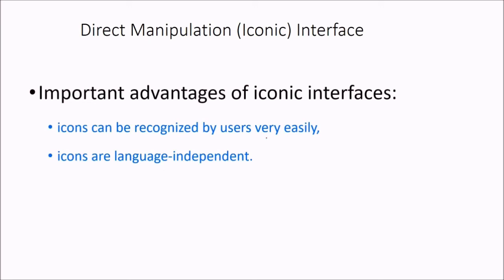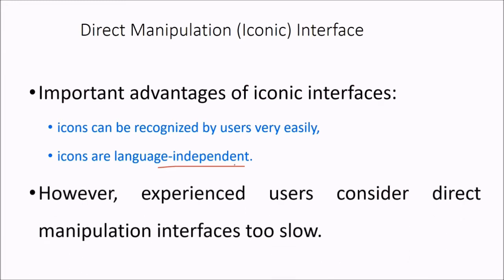So for direct manipulation iconic interfaces, there are various advantages. Icons can be recognized very easily because an icon is an image, and a picture is worth 10,000 words. And icons are language independent. They are not concentrated on only a certain language. But experienced users consider direct manipulation interfaces slow, though naive users may find them quite worthwhile.